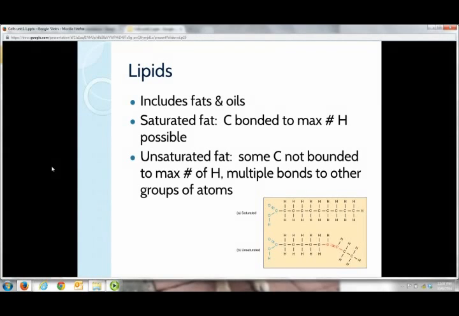You can also see that it bends the molecule, causing it to be slightly less stable. When you look at saturated fats, they will tend to be more stable and more solid at room temperature. Your unsaturated fats are less stable and they're going to be more liquid at room temperature.